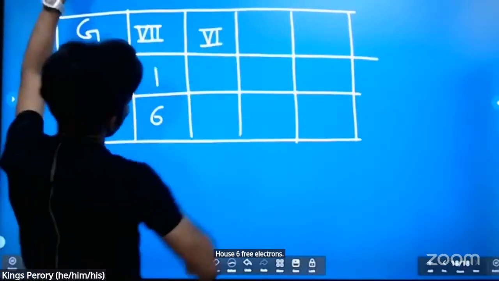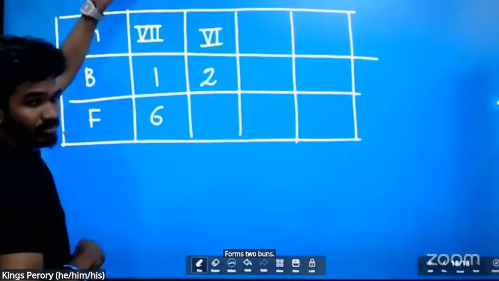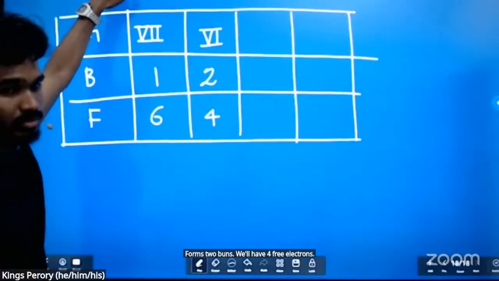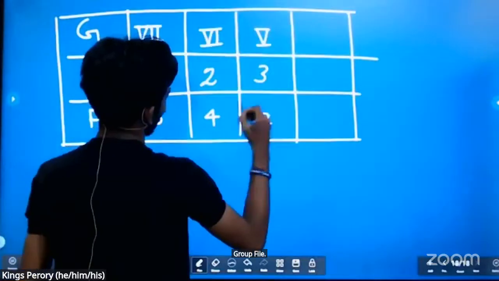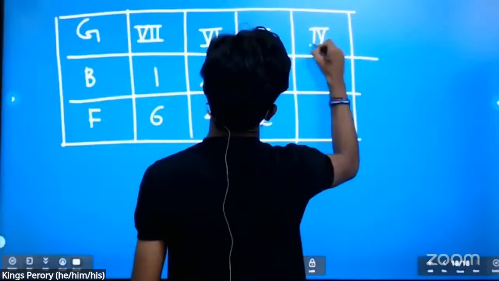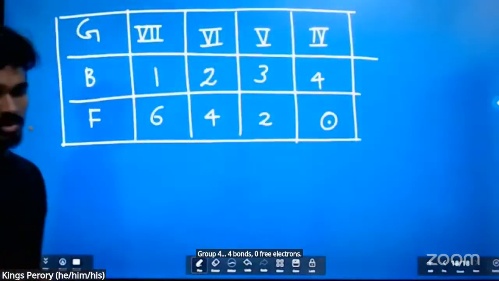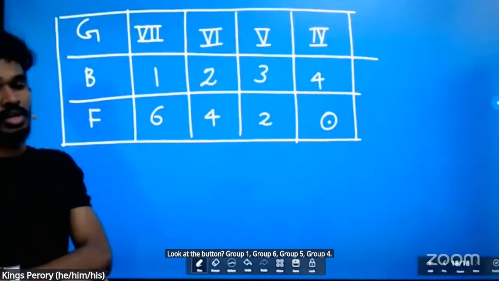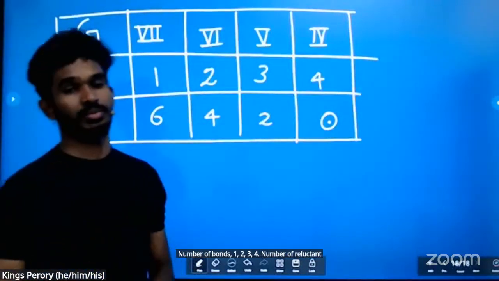Group 6 elements form 2 bonds and have 4 free electrons. Group 5, 3 bonds, 2 free electrons. Group 4, 4 bonds, 0 free electrons. Look at the pattern. Group 7, 6, 5, 4. Number of bonds 1, 2, 3, 4. Number of free electrons 6, 4, 2, 0.